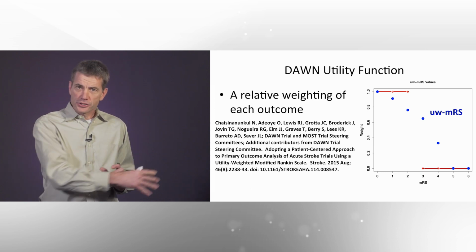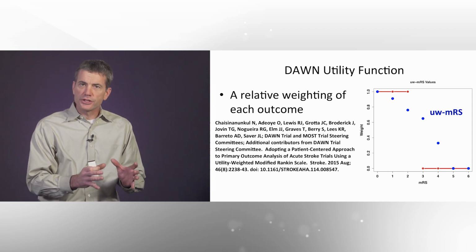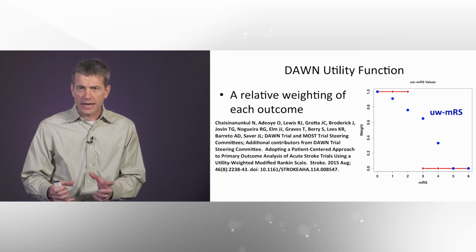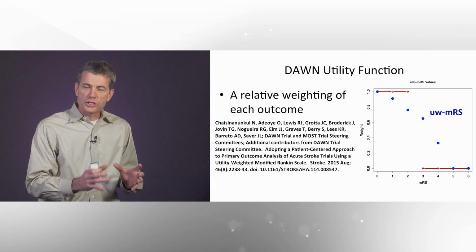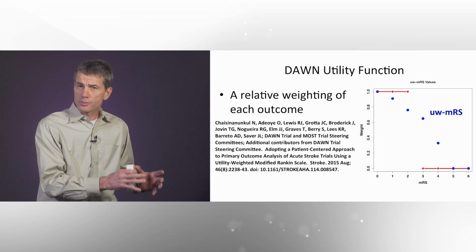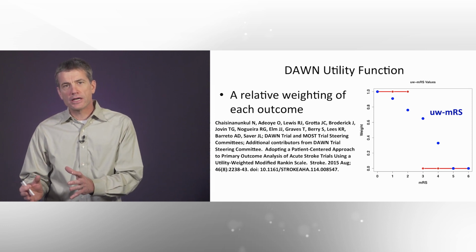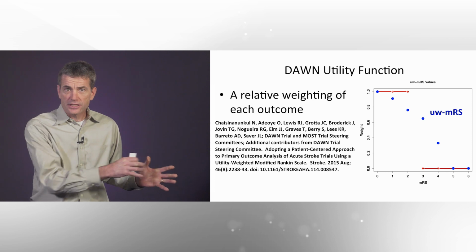On the graph on your right side over here, you'll see the dichotomous utility is the red, where we value 0, 1, and 2 the same. In this one, the blue dots represent the utility score that was used for each particular outcome. The utility weighted MRS, and you can read about it in the citation here.